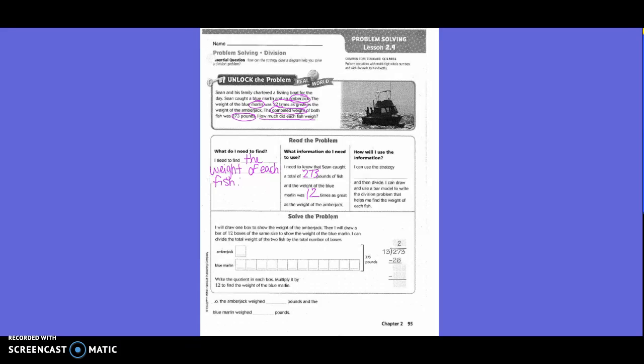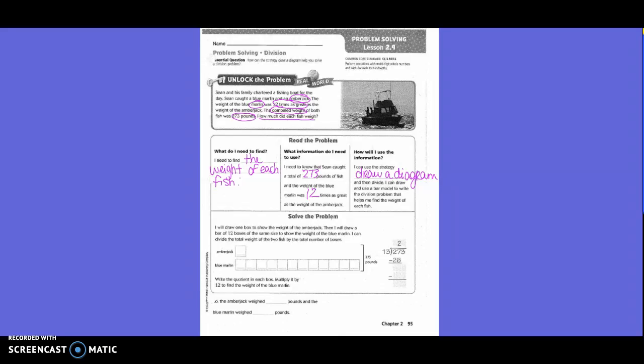How will I use the information? I can use the strategy. What did they do down here in this picture? They drew a diagram, right? And then divide. I can draw and use a bar model to write the division problem that helps me find the weight of each fish. Okay?